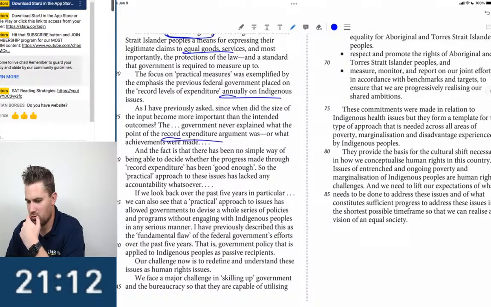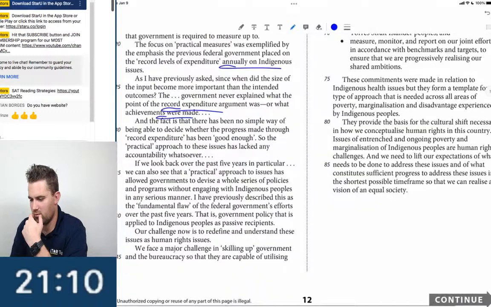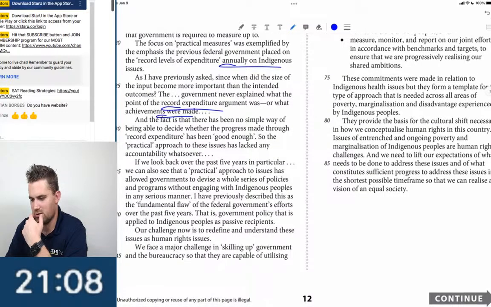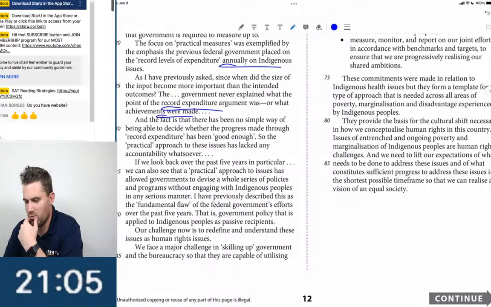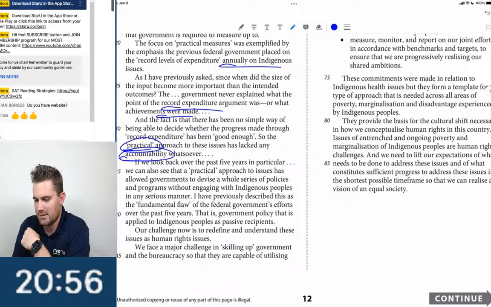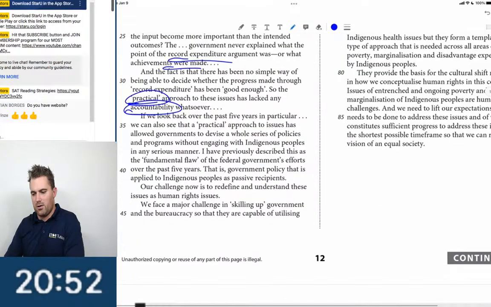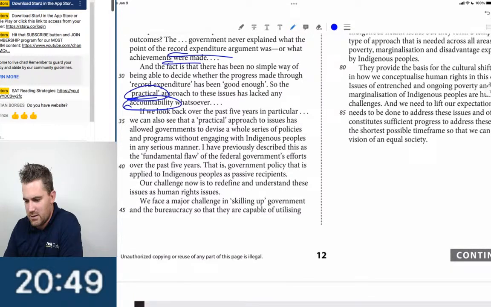What the point of the recognition or what achievement? So it's like saying why do we spend so much money on this initiative when we don't even know what came of it? Any accountability. So lacked any accountability. The practical, right? This is practical, but is it really like are we really getting anything for this? Look back at the past 5 years and figure practical.